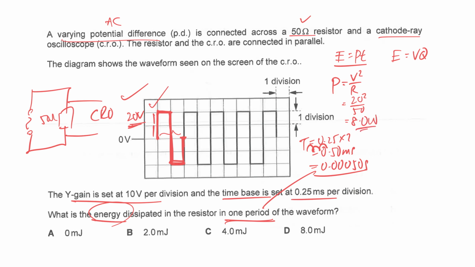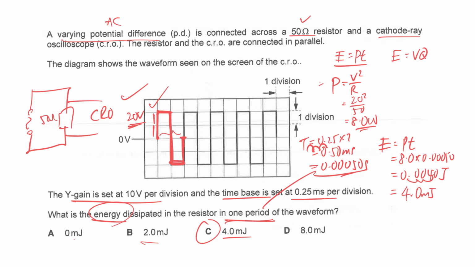Then from here you can sub into the equation E equals to PT. The power is 8.0 and the time taken we have determined just now, 0.00050, and that works out to be 0.0040 joules. And since all the answers are given in millijoules, you have to convert joules to millijoules, basically divide by 1000, so it will be 4.0 millijoules. So the answer is C.